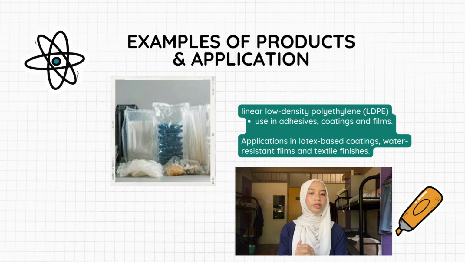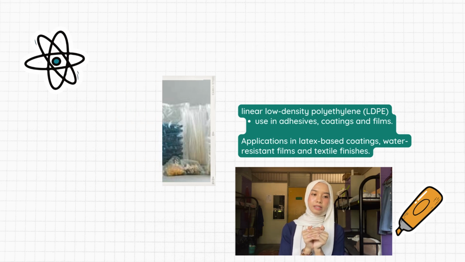So these are examples of products and applications. It is linear low density polyethylene, which is LLDPE. It's used in adhesive coatings and films. For the application, it is used in latex-based coatings, water-resistant films, and textile finishes.